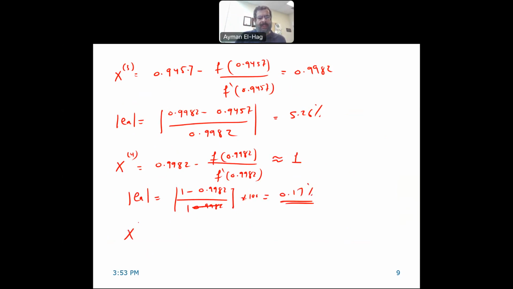But now when we go to x5, you will find the answer is equal to 1 minus f of 1 divided by f prime of 1. And this is equal to 1. So now the error is almost equal to 0. And that is the stopping criterion of the Newton-Raphson question.